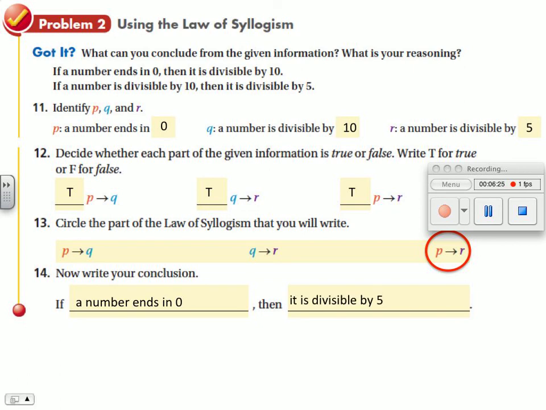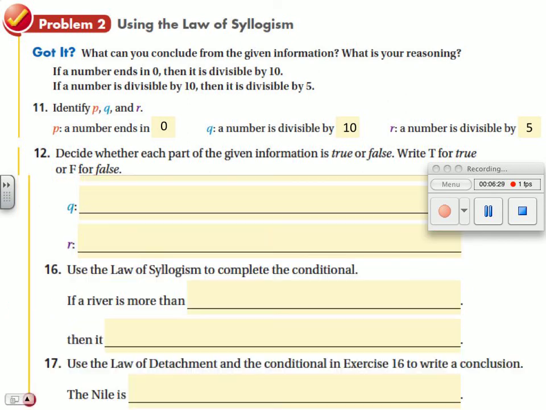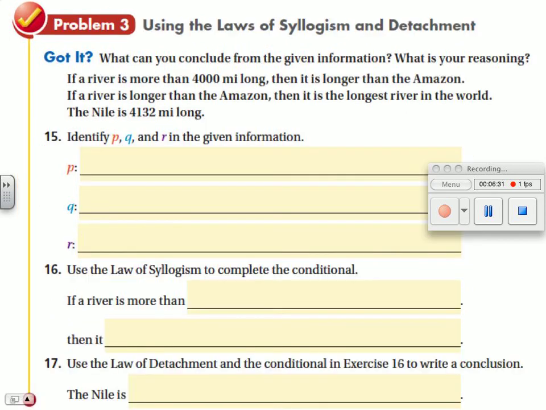Let's continue on looking at another problem using these two laws. Sometimes you can use the law of syllogism and the law of detachment together. What can you conclude from the given information? And again, think about your reasoning as we do this problem. If a river is more than 4,000 miles long, then it is longer than the Amazon. If a river is longer than the Amazon, then it is the longest river in the world. The Nile is 4,132 miles long.